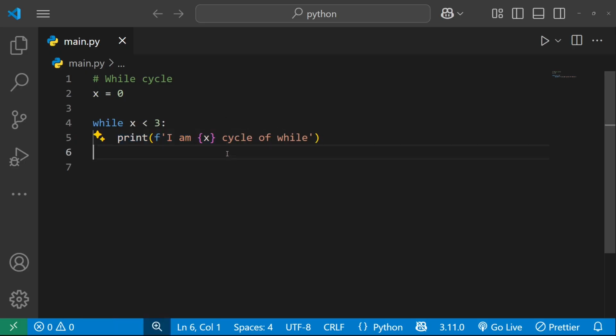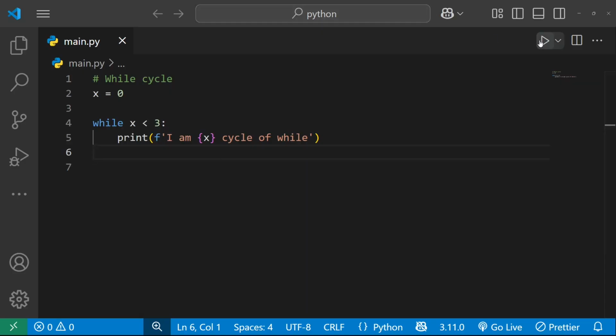Okay, and now it goes again. So X is still 0, right? 0 is less than 3. Yes, it is. Print. Again, 0 is less than 3. Yes, it is. Print. And so on and so on. I hope you understand. So now what does it mean if I run it? It means that this cycle never ends. It will go again and again, so it's a never-ending cycle.